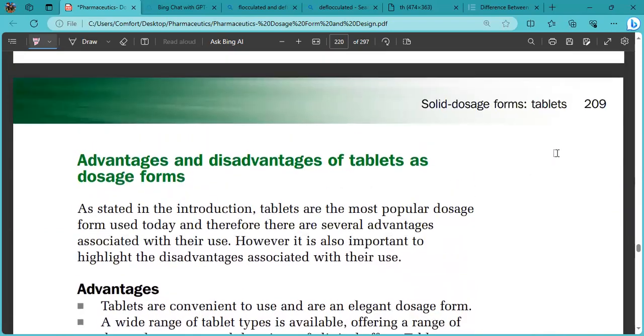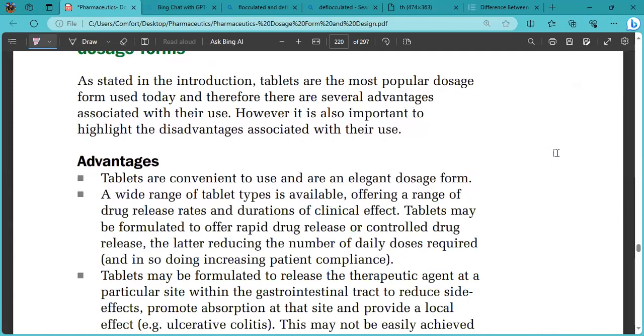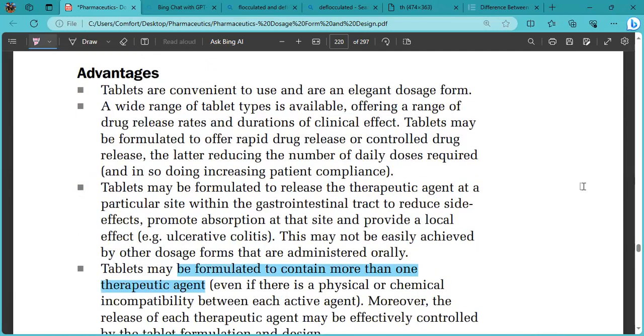So the main advantages of tablets as a dosage form: they're convenient and easy to use, so you can just put them in your bag. If you need one tablet during lunchtime, you just carry that one tablet with you, as opposed to carrying a syrup, where you have to carry the whole bottle. So there's the aspect of convenience, which also increases the compliance of the patient to take their medication. And then there are different ways in which they can be made.